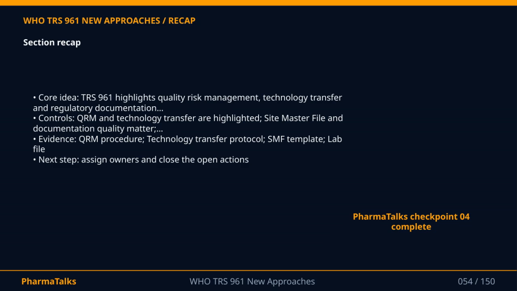For evidence, we reference specific tools and procedures such as the Quality Risk Management Procedure, the Technology Transfer Protocol, the Site Master File Template, and the Laboratory File. These documents support and demonstrate adherence to the standards. The next step is to assign responsibility to owners who will close any open actions, ensuring the process moves forward smoothly and no tasks are left unresolved. With this, we have completed the PharmaTalks Checkpoint 04, solidifying our understanding of the WHO TRS 961 new approaches.